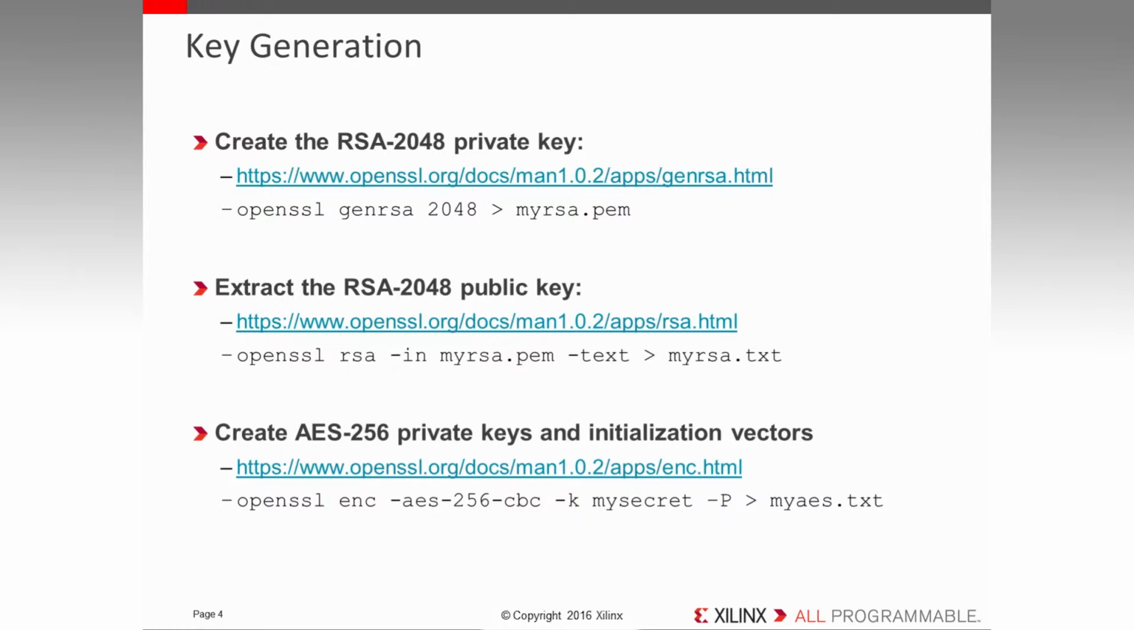To create the RSA private key, use the OpenSSL GenRSA application. I've put a link to the documentation for this application, and below the link is a sample invocation to capture the output into a PEM file. Once you have the private key, you can extract the RSA public key using the OpenSSL RSA application. As before, there's a link to the documentation and a sample invocation to capture the output in a text file.